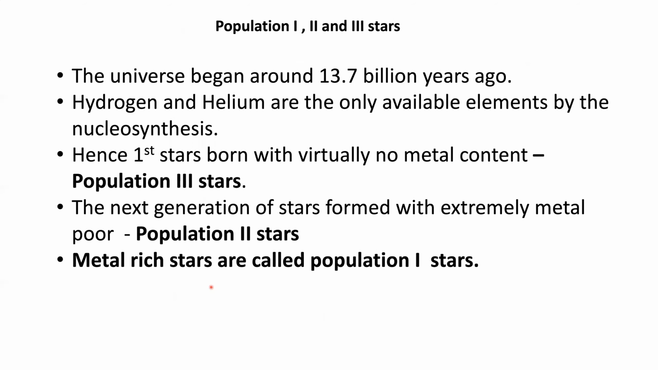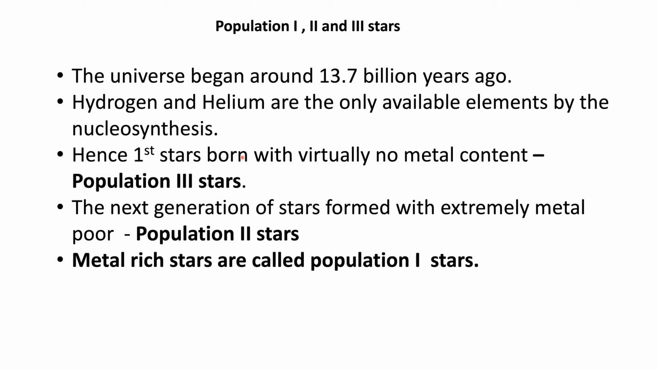Now, just to add something at the end. Everything that we have talked about up to now is more or less related to population 1 stars, right? There are 3 population types of stars, as I have mentioned previously. This is because we have theories that tell us the universe began around 13.7 billion years ago, and at the initial point, hydrogen and helium were the only available elements.